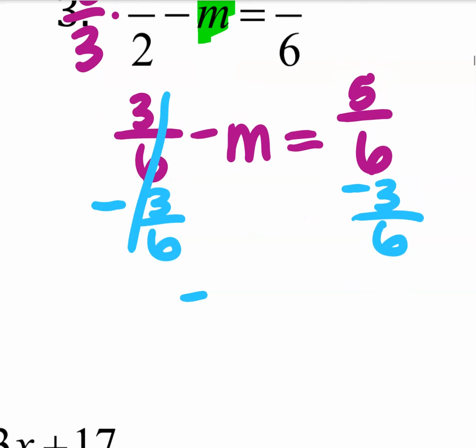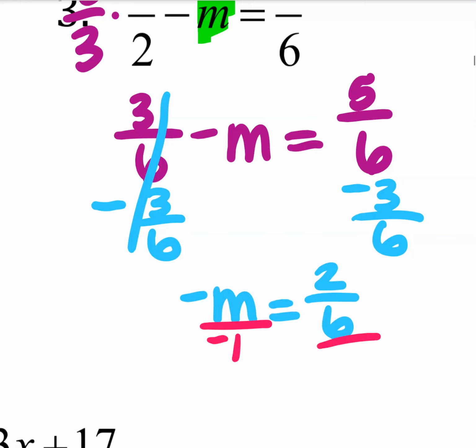Those guys go away. I have negative m equals... when you subtract fractions, you only subtract the tops, or the numerators. So 5 minus 3 is 2/6. So we have a couple things to do. We do need to get rid of that negative, so we do need to divide by -1.